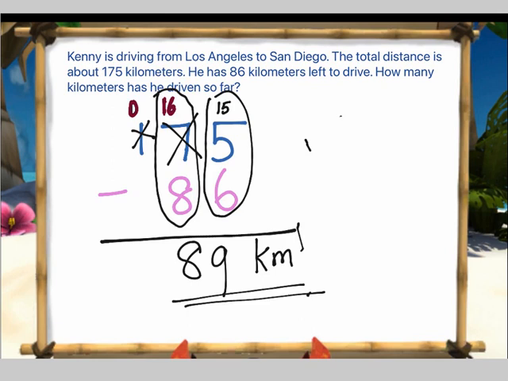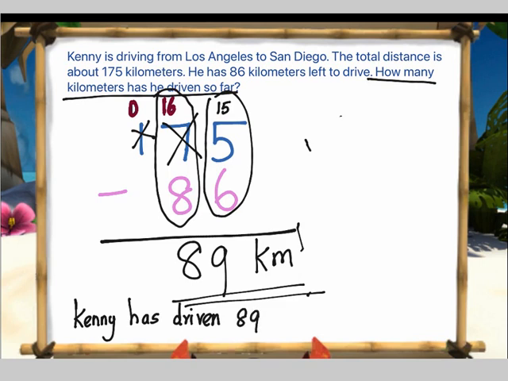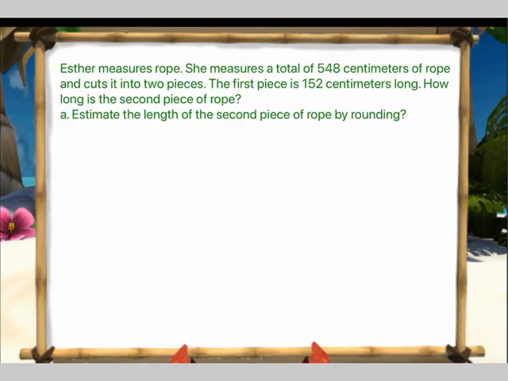Finally, we have to do the statement. How many kilometers has he driven so far? Let's write the character's name in the front. So Kenny has driven 89 kilometers so far. Period. Let's move on to the next question.